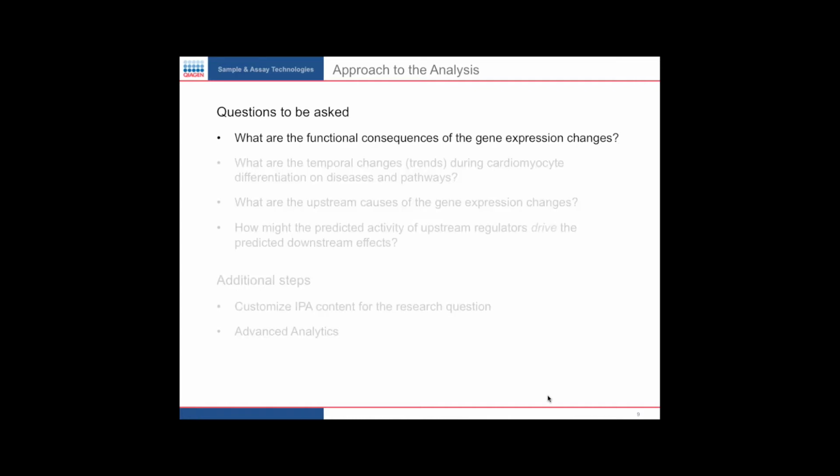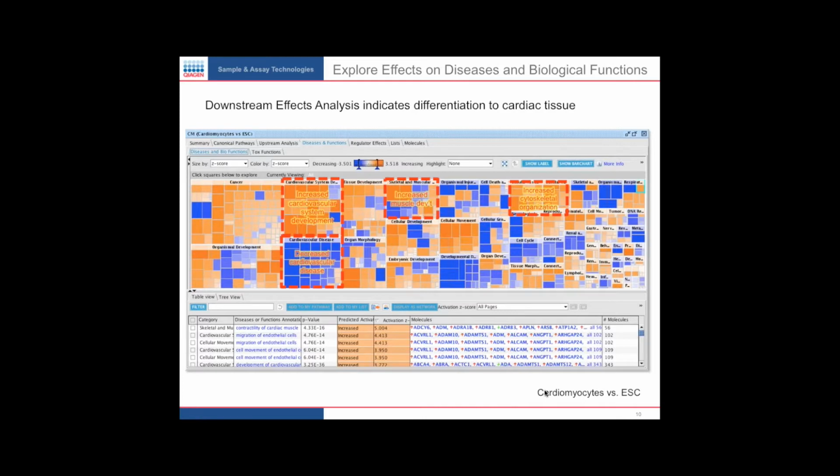So what are the functional consequences? This is a tool we call downstream effects analysis, and I showed you that each of these big squares is like a category of functions or diseases or phenotypes. We organize them in our ontology into these larger categories like cardiovascular system development. The color is the predicted effect on that functional category. So each of the little squares is a particular functional category, and orange means predicted increase. So it looks like many cardiovascular system development functions are increased.